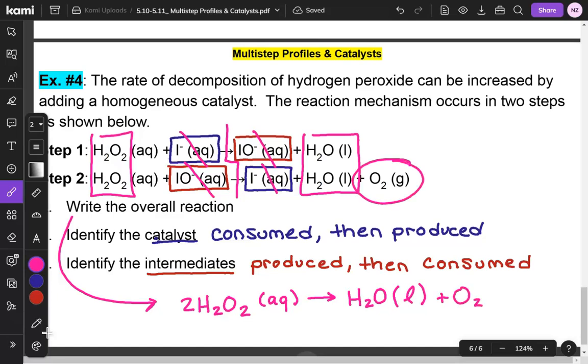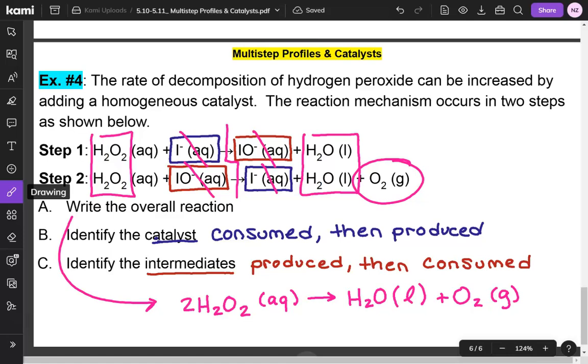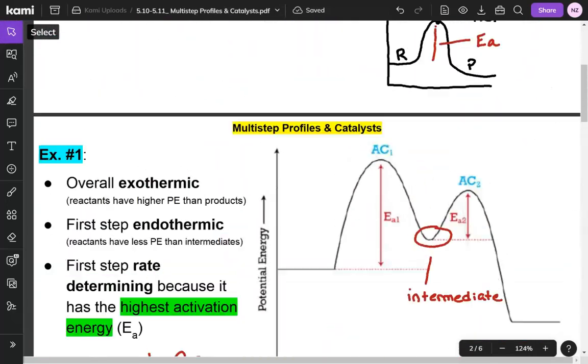So catalysts are not really part of the reaction, just like intermediates. They're there to serve a purpose, but they're not part of the actual reaction. So we eliminate those when we're writing our final reaction. And that's it. We talked about multi-step profiles, and we also talked about catalysts in this lesson.